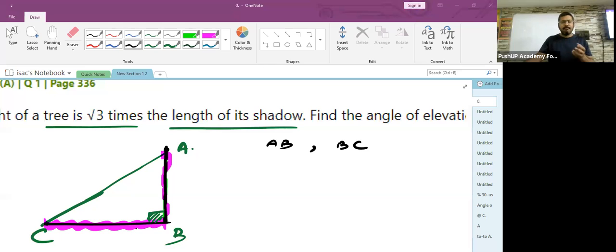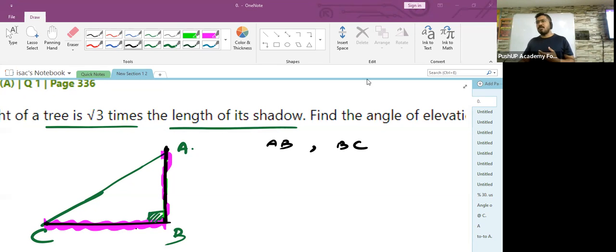Some students find it a little difficult to establish the relation between the given two sides. So what you must do is, once you realize that these are the two sides that they are talking about, in triangle ABC, AB is what? The tree, or the height of the tree. BC is what? The length of the shadow, isn't it?